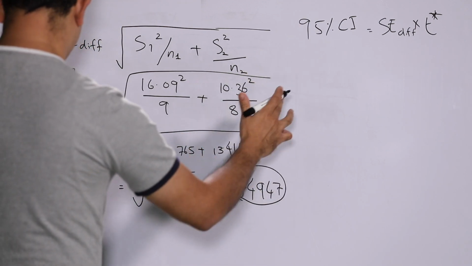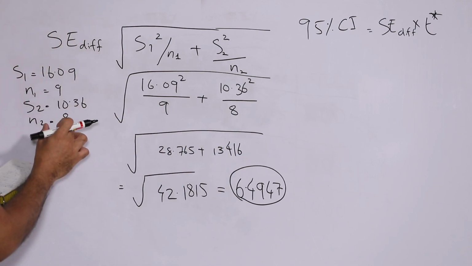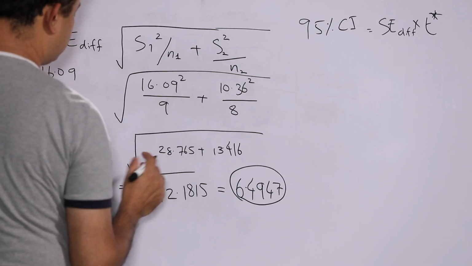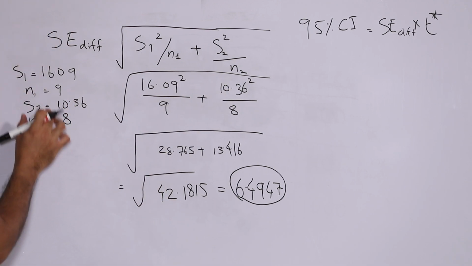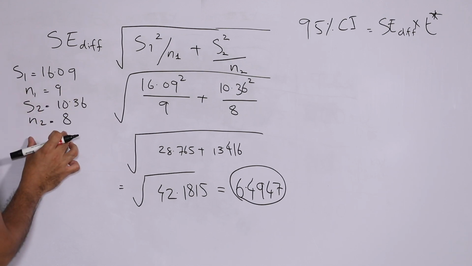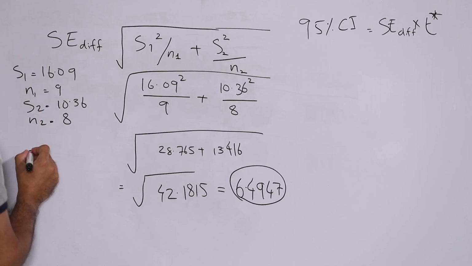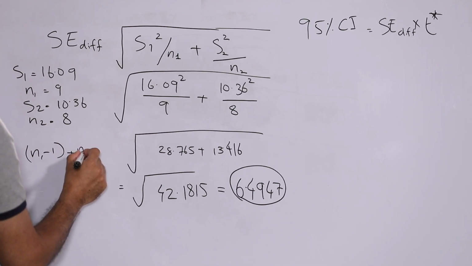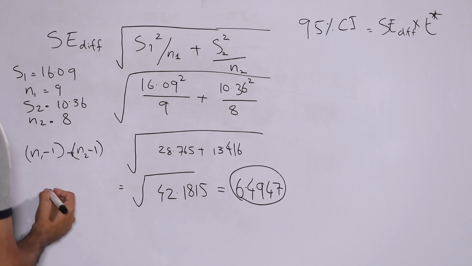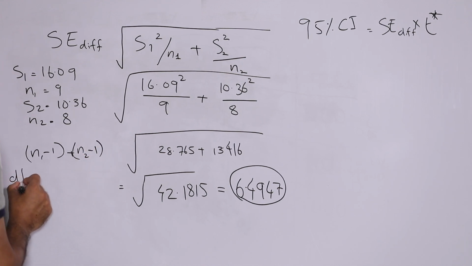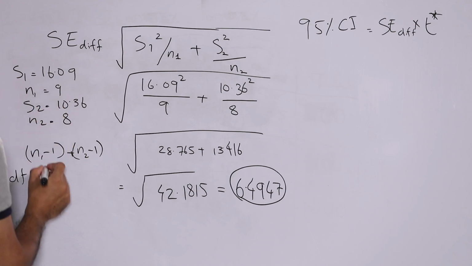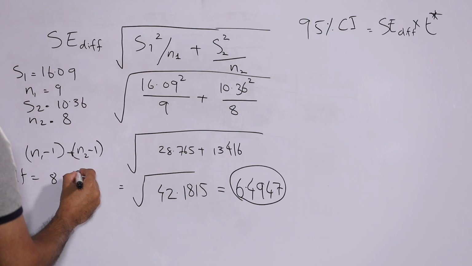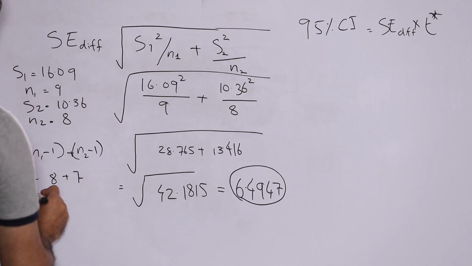To know that, all we have to do is get the degrees of freedom. There are two groups here. The first group has 9 while the second group has 8. So the total degrees of freedom is n1 minus 1 plus n2 minus 1. That is equal to 8 plus 7, which is 15.